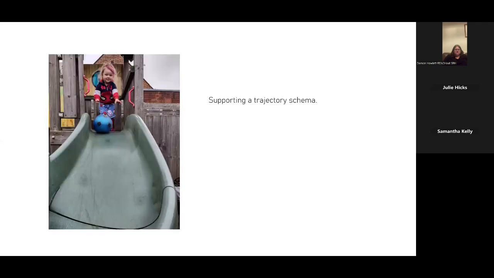And I've got another one, just a couple of quick pictures. This child has a trajectory schema. I took a couple of pictures of her last week, but I've just used one on here. She started off at the top of the slide with a couple of little cars and was putting them down the slide, and it was really good fun. She was absolutely loving it. Then she moved on to putting balls down the slide, and then great big dumper trucks, and then she went on to putting teddy bears down the slide. All of those things behave differently on the slide.